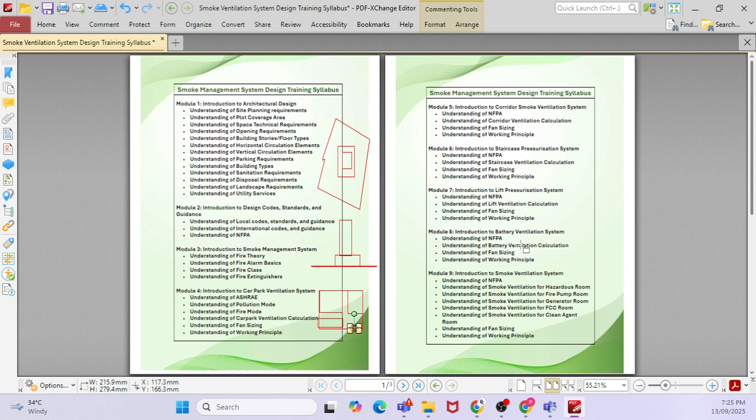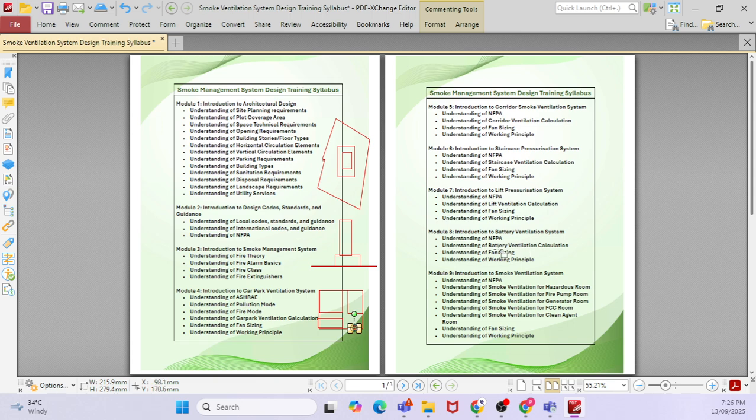That is why you have normally seen that wherever a building consists of batteries, maybe there is an explosion sometimes, because of hydrogen accumulation, right? So you have to have a proper battery ventilation and proper fan sizing, and then the working principle. We will discuss how the battery ventilation works.